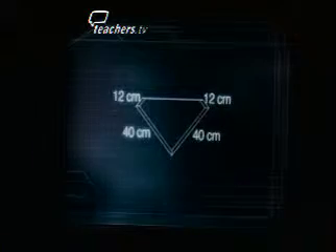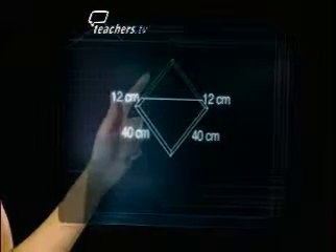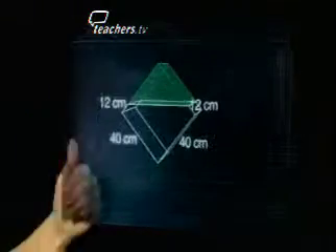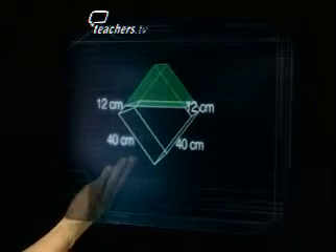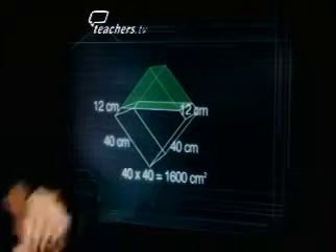On first glance, this volume is quite difficult to work out, as its cross-section is a fairly tricky shape to work out the area of. However, if we take a look from above, then we can see that the cross-section is a 40 by 40 square with a triangle cut out the side of it. So if we work out the area of the square and then take off the area of the triangle, then we'll be left with the area of our cross-section. So the area of the square, well, that's pretty easy. That's length times width, 40 by 40, which gives us 1,600.